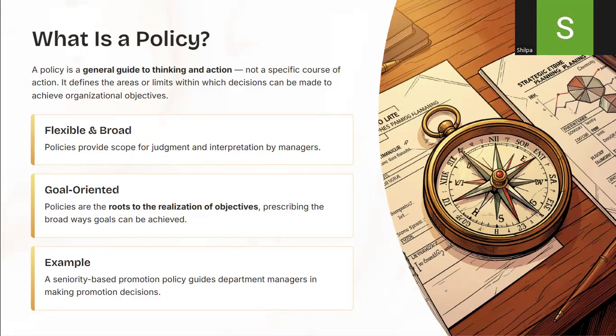Policy doesn't involve in itself any specific course of action. Means policy doesn't state or doesn't give us any particular action. It is guiding us in our thinking process, or it is guiding us to take our actions.